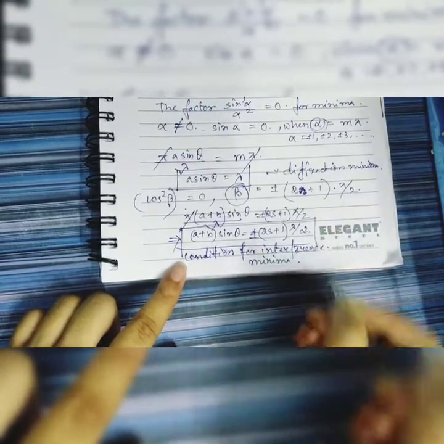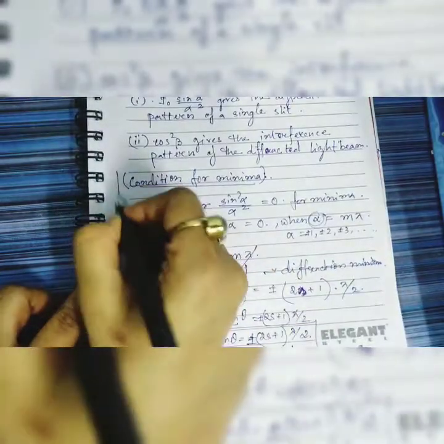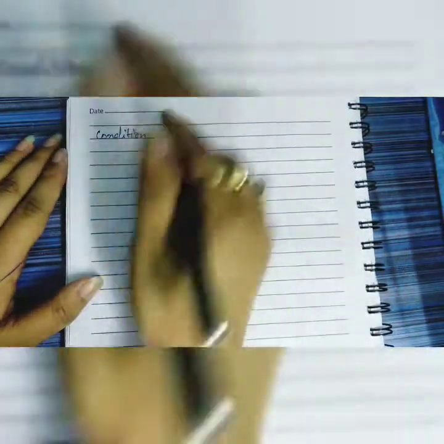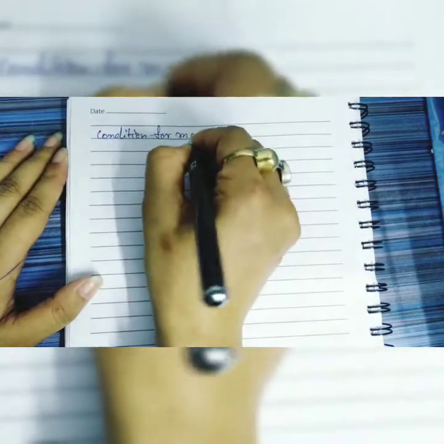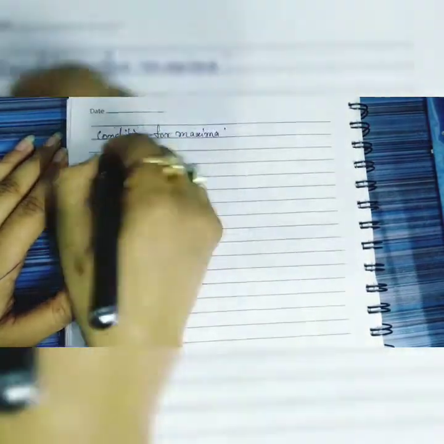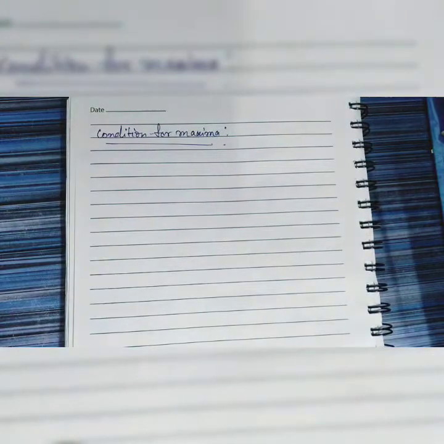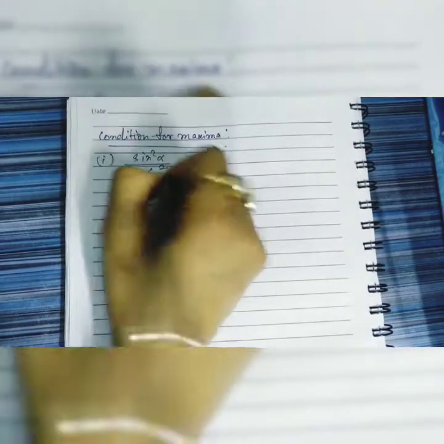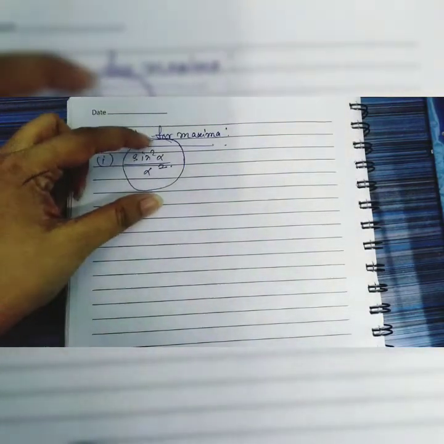Okay, got it? Now coming to the point which is the condition for maxima. We will proceed to the condition for maxima. So the heading will be condition for maxima. Okay. So there are again two terms, sine square alpha divided by alpha square. Okay, each should have the maximum value. For which value of alpha can we get the maximum value of this factor?